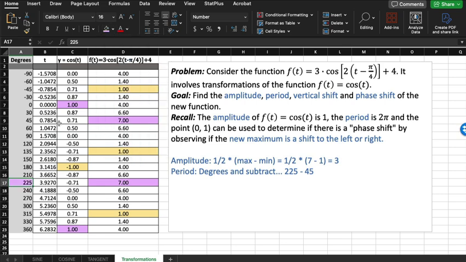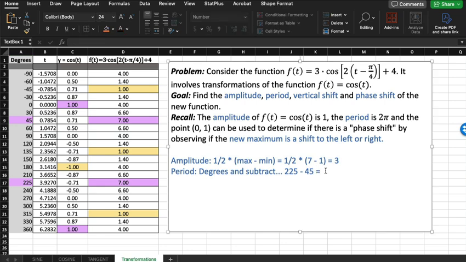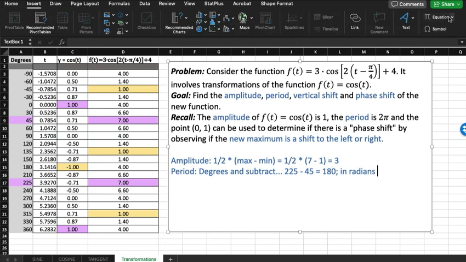So we had 225 degrees and we had 45 degrees. That's going to be our period, okay? Because that's how long it takes on the t-axis to get from one maximum to the next one. And in degrees, 225 minus 45 is 180. And we need to report that in radians. So we would say that that's equal to pi.